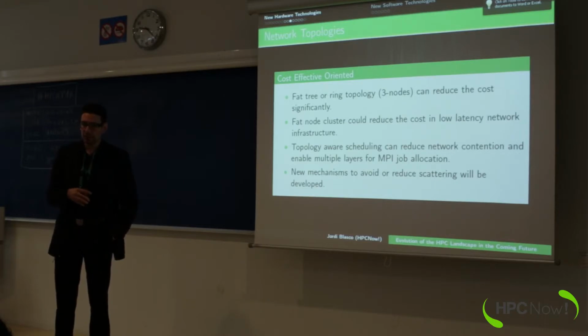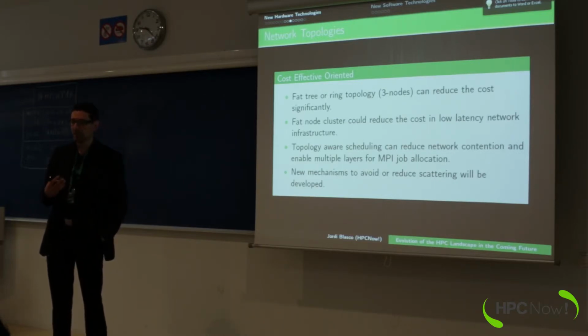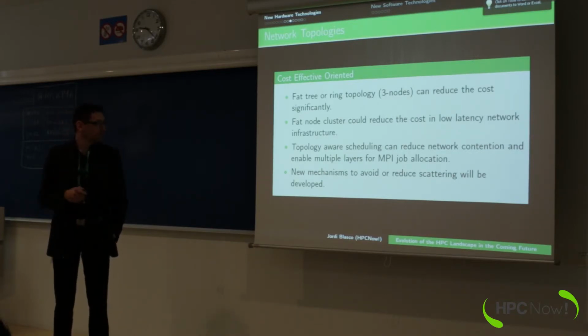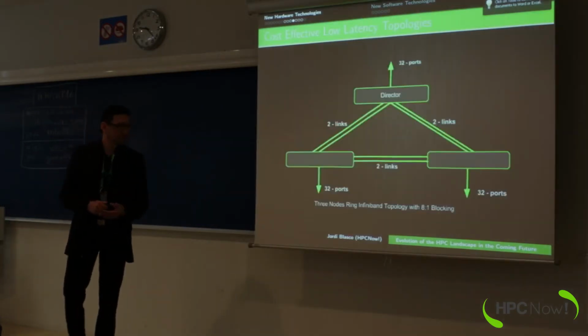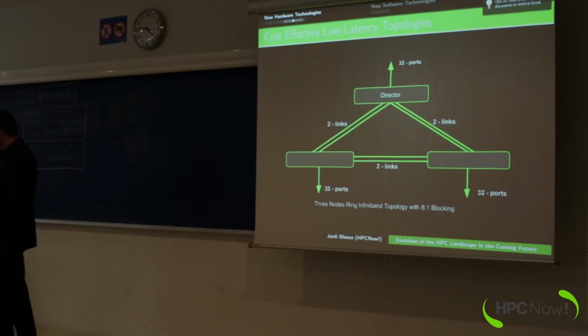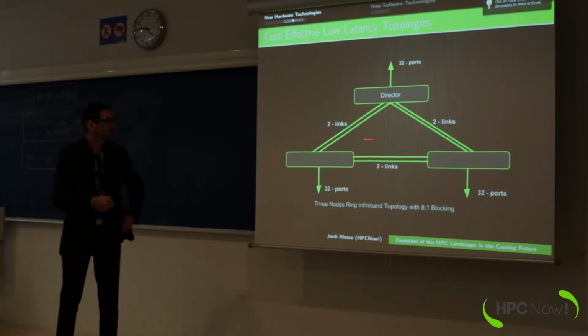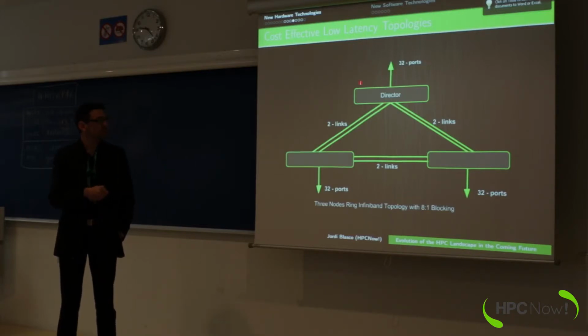And then if you are using a batch system that is able to deal with topology-aware scheduling, like Slurm or many others, you can define 2 layers and avoid in this way injecting a lot of scattering in the system. So to reduce the scattering, we'll be able to provide better performance as well. So this is an example. 3 switches, 32 ports is going to be for the regular compute, and 2 links per switch. So this is a topology with an 8-to-1 blocking.